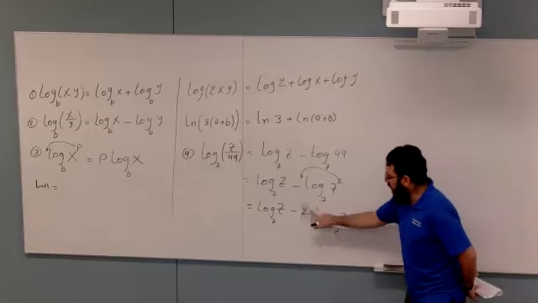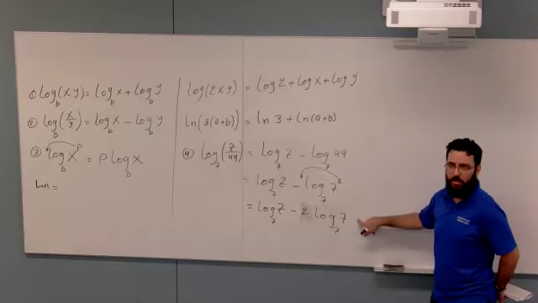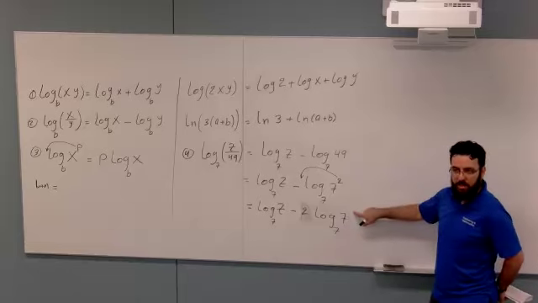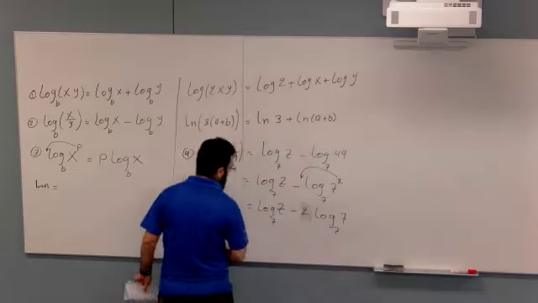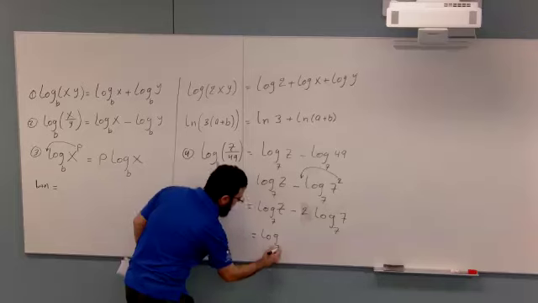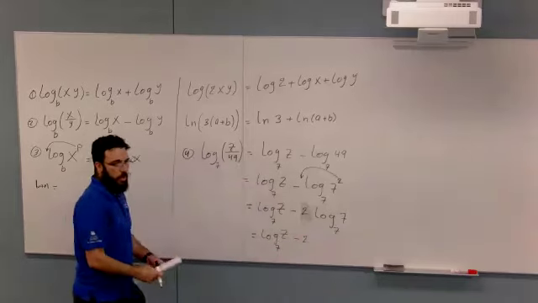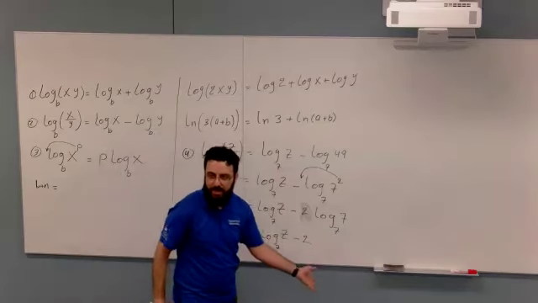How much is the value of log 7 to the base 7? 1. What about the second rule? We have the base similar to this one, so it's going to be 1. That means the result is going to be log base 7 to the z minus 2, because 2 times 1 is going to be 2. Is that okay?